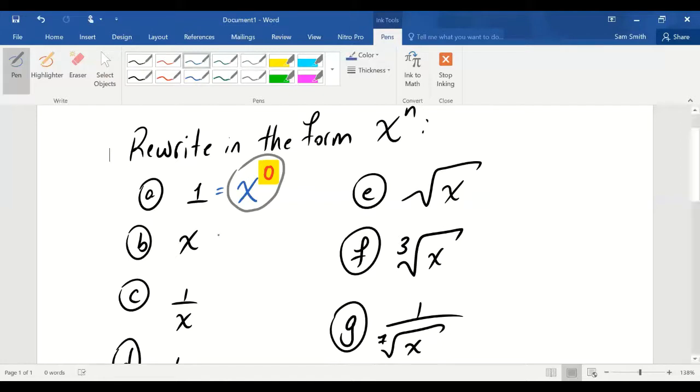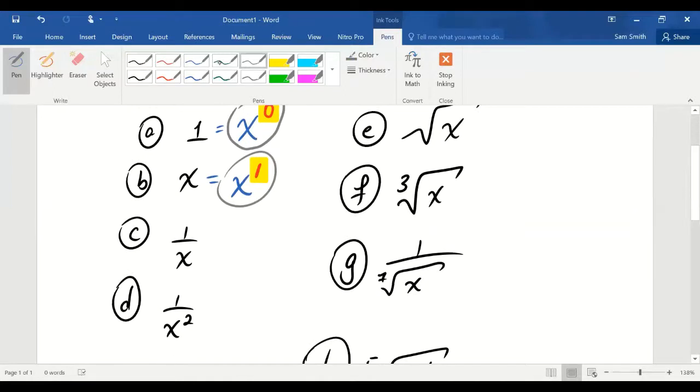Now let's move to part B. Can you think of a power that I could apply to x so that the result would be equal just to x? And here we can use the exponent rule that if you raise anything to the power 1, you just get that thing back. x to the power 1 is equal to x. Rewriting everything in the form x to some power.